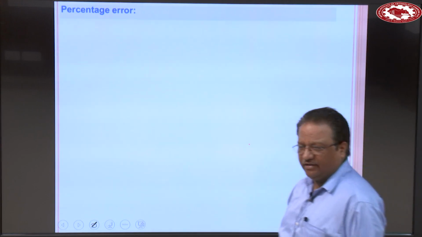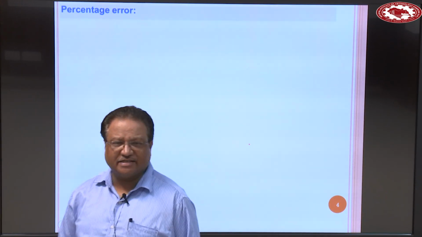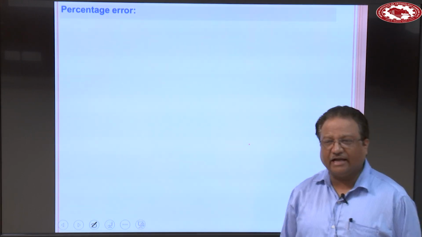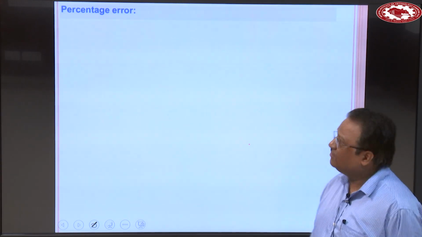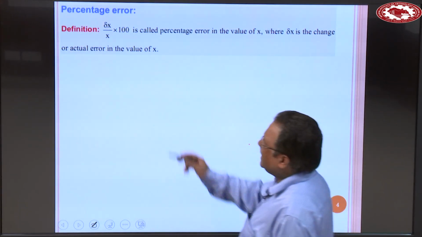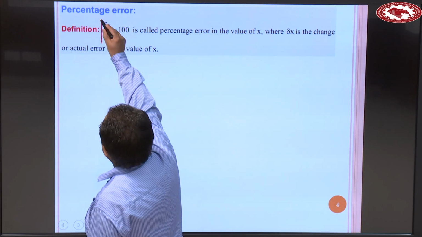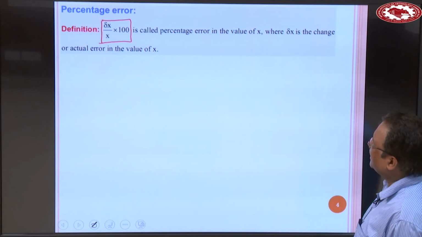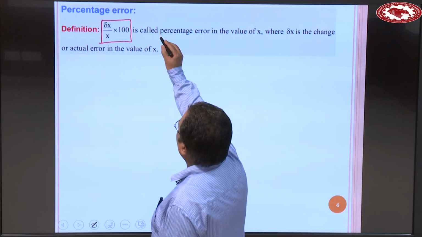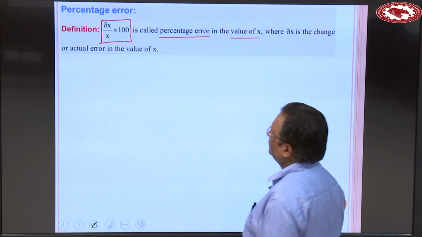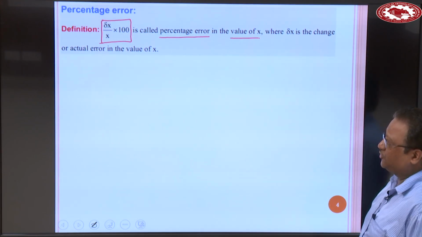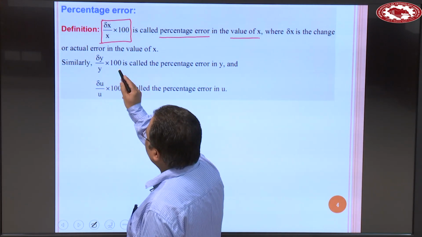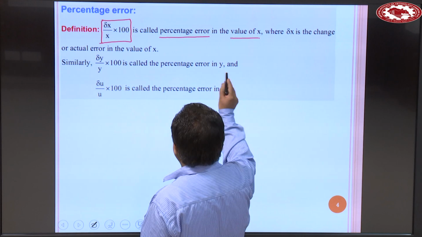Now one more definition. How can you define percentage error? Okay. x is the main value. Delta x is a small increment. Then how can we evaluate percentage error? So delta x over x multiplied by 100 is called the percentage error in the value of x, where delta x is the change or actual error in the value of x. Okay. Similarly, delta y over y multiplied by 100 is called the percentage error in the value of y.